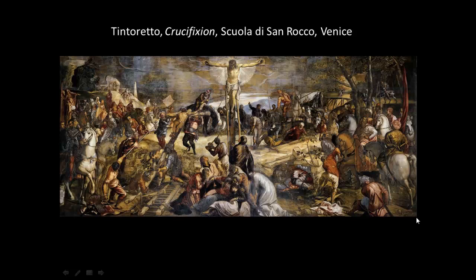On the far right and the far left side of this painting, you see several figures on horseback, and these figures include several portraits of members of the Scuola who are there as witnesses to the crucifixion. This is a really good example of Tintoretto's interest in dynamic compositions and his energetic brushstroke. He charged his narratives with a never-before-seen energy.